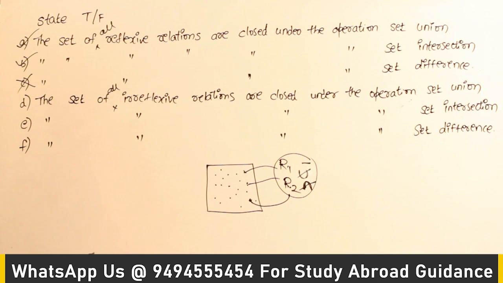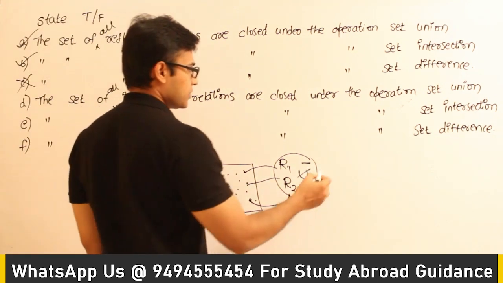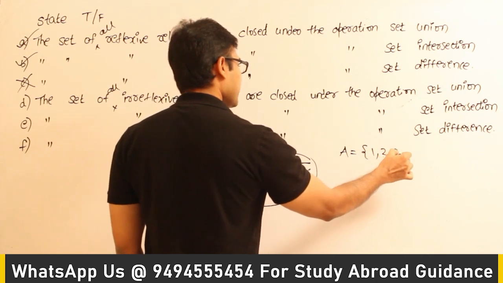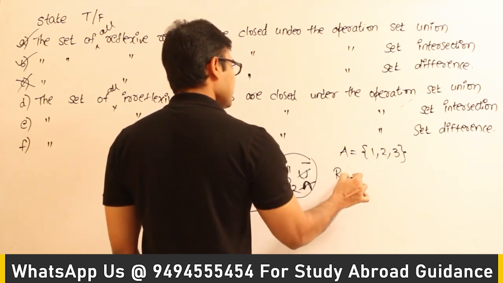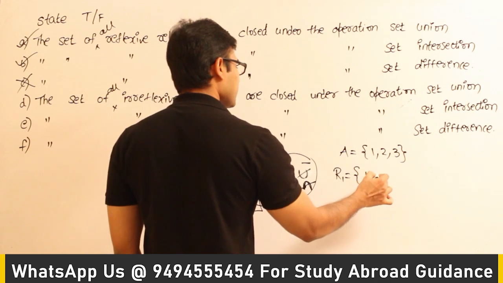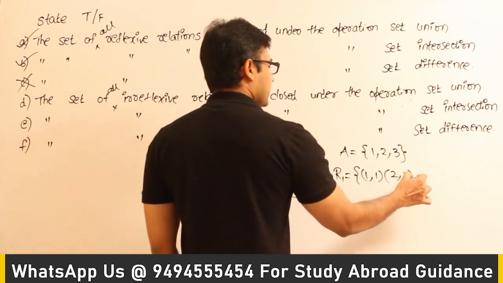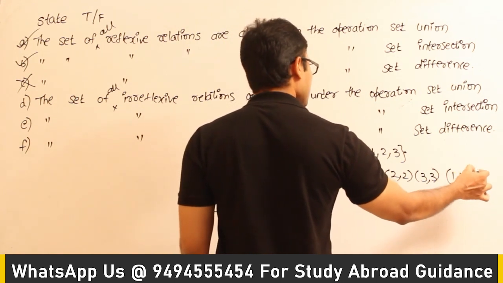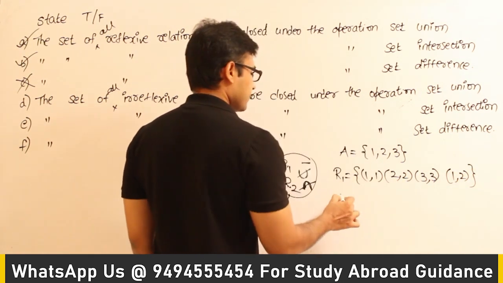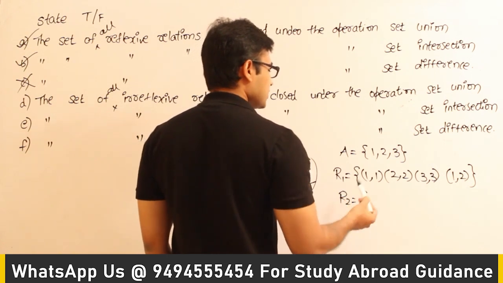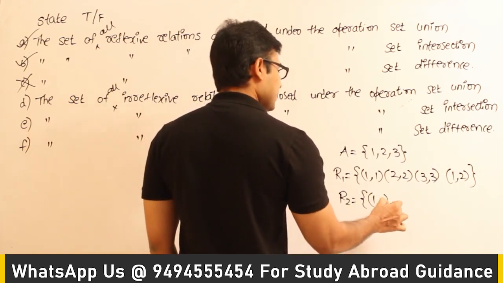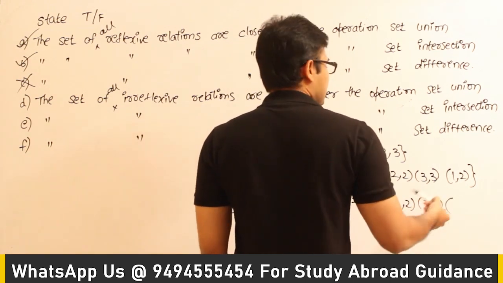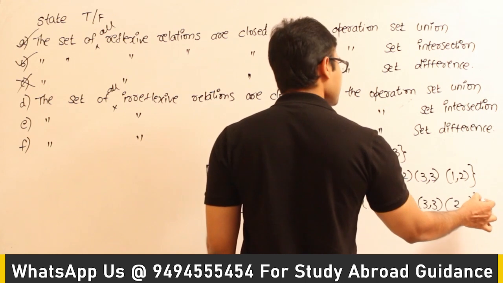So if you didn't understand this point, try to see this example. What I mean to say is, let us say A equal to {1, 2, 3}. Now let us say R1 is a reflexive relation, which means (1,1), (2,2), (3,3) is present, and along with that I'll put some other element (1,2). So let's say R1 is this, and R2 is also a reflexive relation. Then R2 will also contain all the diagonal elements (1,1), (2,2), (3,3), and along with that it may contain some other elements. Let me put (2,1), something like this.